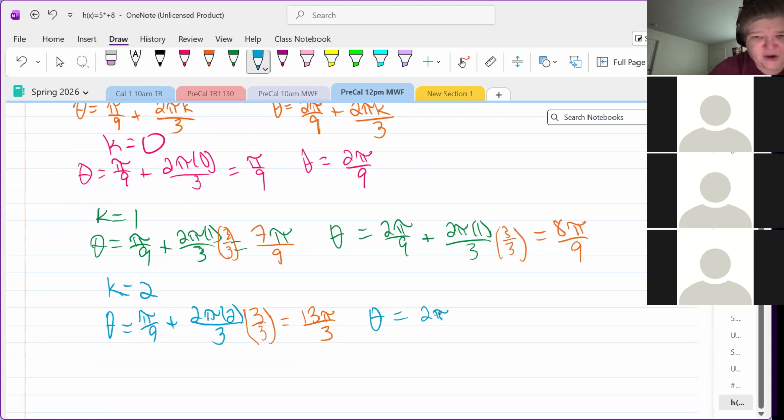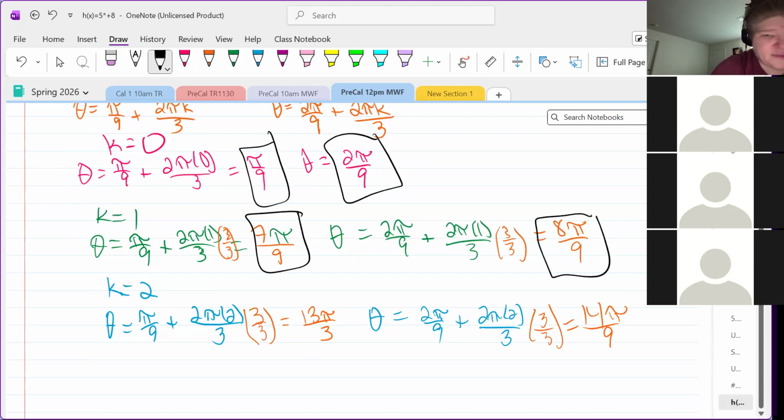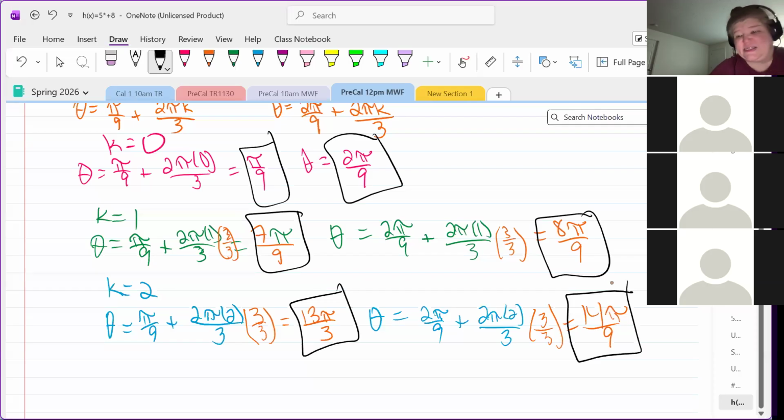And then 2 pi over 9 plus the same, 2 pi times 2 over 3. We get 14 pi over 9. So all 6 of those are the answer to this one.